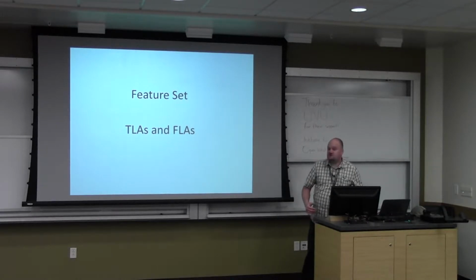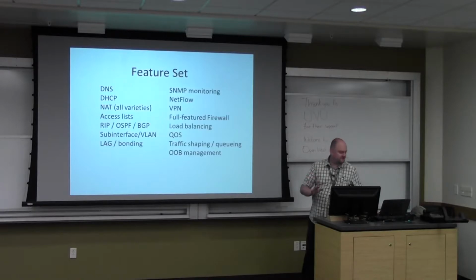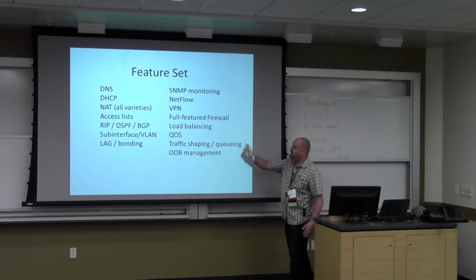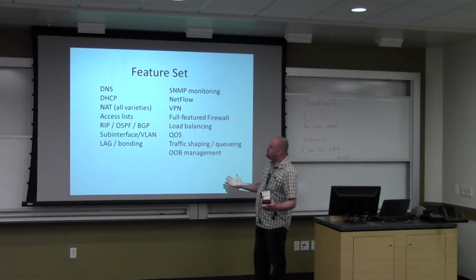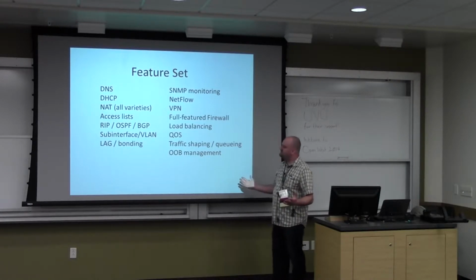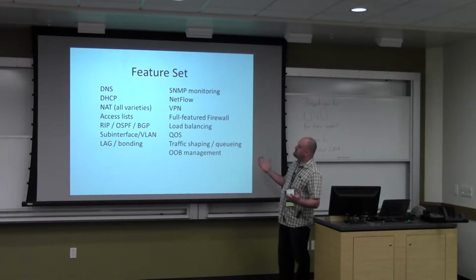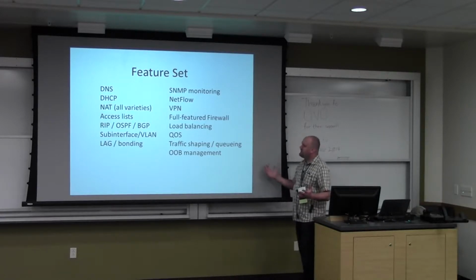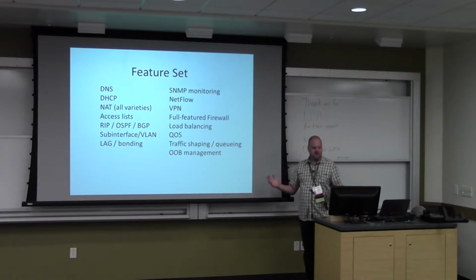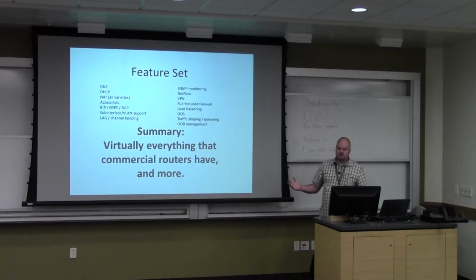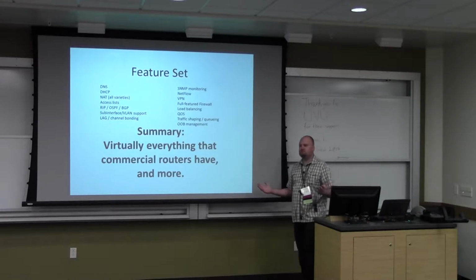So we're going to get into some features of routing. TLAs, FLAs, everybody knows what a TLA is? Good. Okay, DNS, DHCP, all varieties of NAT, access lists, RIP, OSPF, BGP, subinterfaces, VLANs, LAG bonding, SNMP monitoring, NetFlow, VPNs, firewalls, load balancing, quality of service, traffic shaping, queuing, out-of-band management. In summary, virtually everything that commercial routers can do, and more.